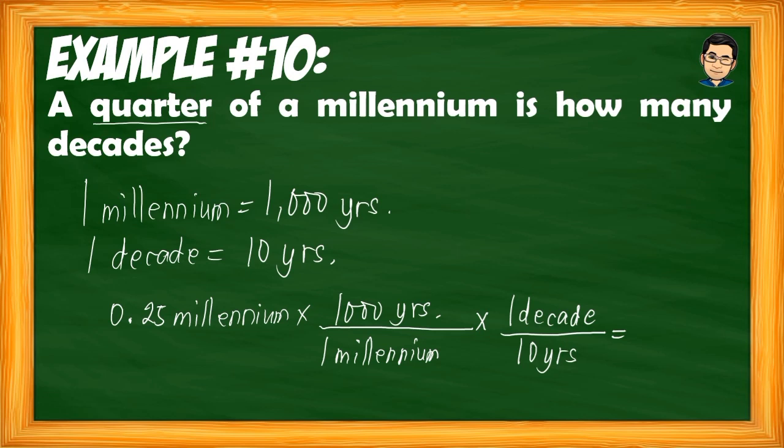And then, pwede na tayong mag-cancel. Then, yung 10, tsaka 1,000, pwede rin naman i-cancel yan. GCF is 10. So, ang 10 magiging 1 na lang. And then, yung 1,000 magiging 100. So, finally, we will multiply 0.25 by 100 times 1 decade. So, ang sagot po dito is 25 decades. Ibig sabihin, ang quarter of a millennium ay katumbas ng 25 decades, 25 dekada.